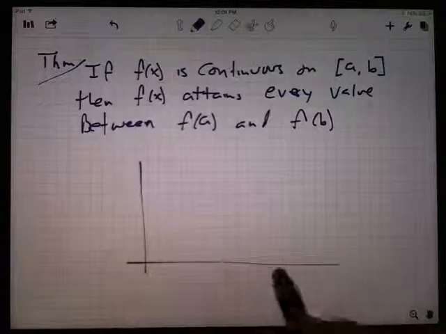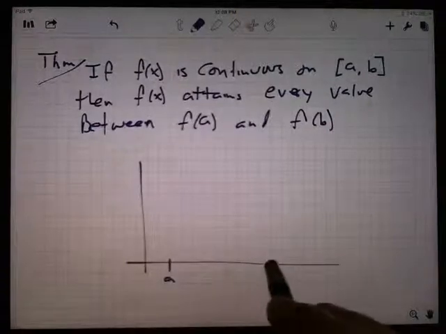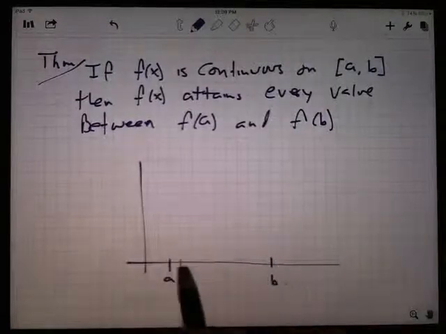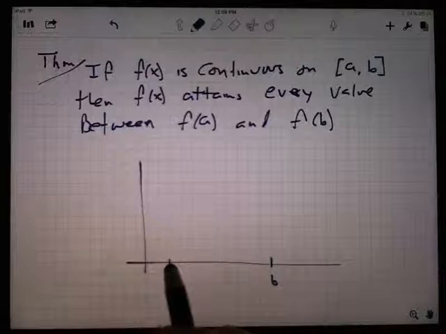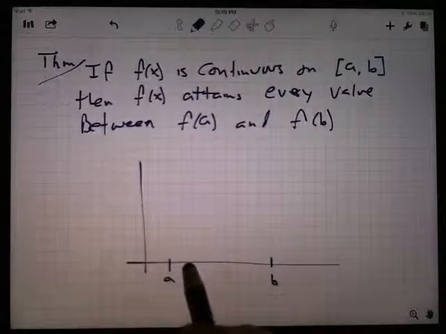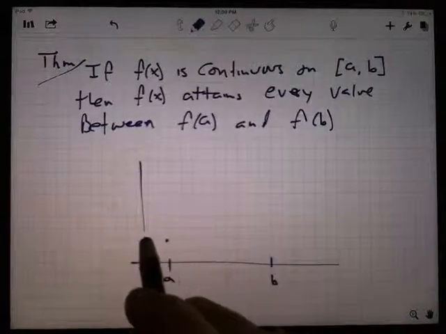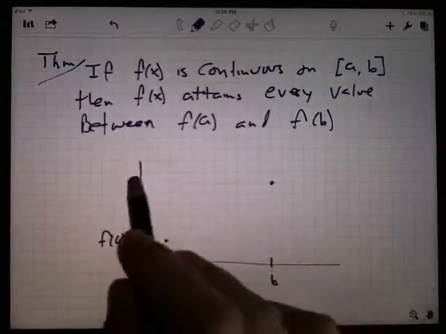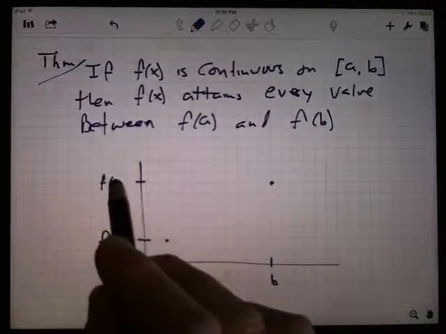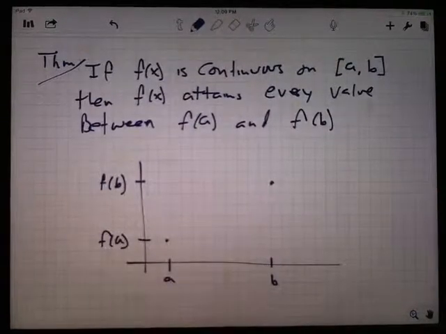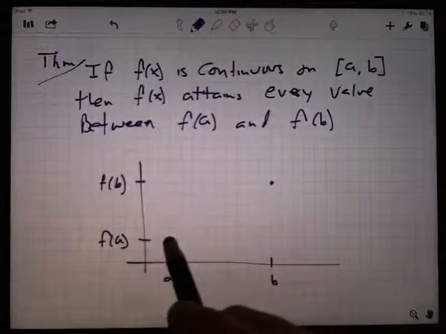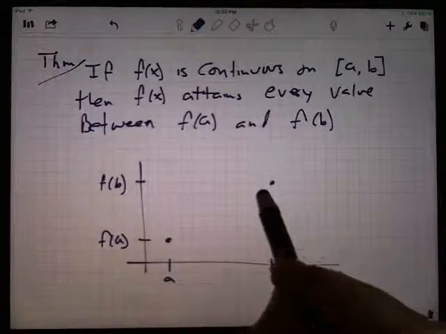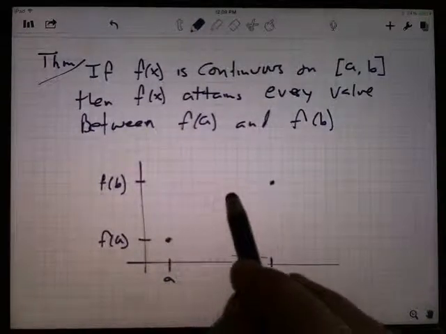So I've got an interval from a to b, and I've got a function that's continuous on that whole interval. Everything, including a and b, that the limit as you go to that point is the same as the function value at that point. So let's say here's f of a, and here's f of b. I'm drawing f of b bigger than f of a, but it might be the other way around. It doesn't really matter. The point is, the function starting here at a height of f of a and ending there at a height of f of b, it has to pass through every height in between.